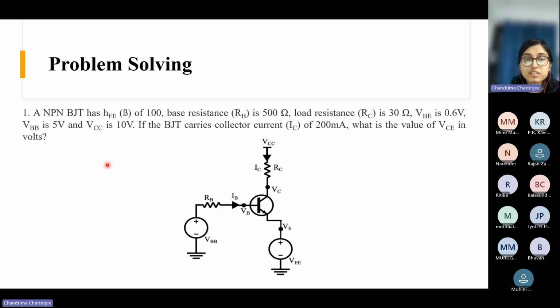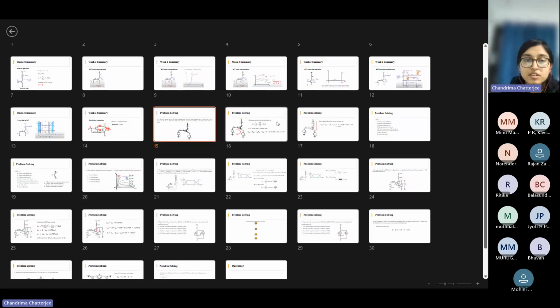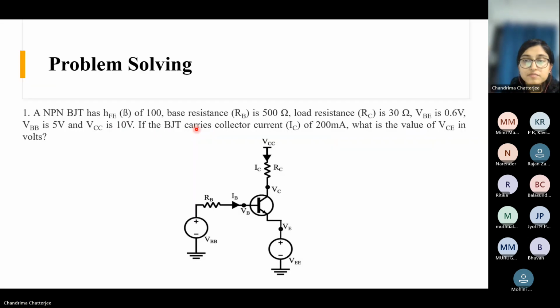The source voltage is 10 volt, and the BJT carries a collector current of 200 milliampere. What is the value of VCE?